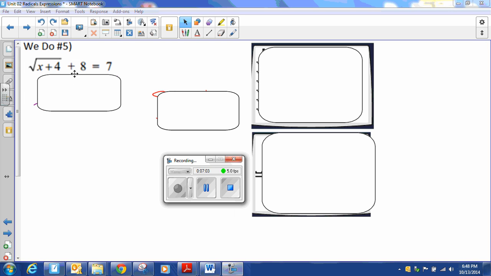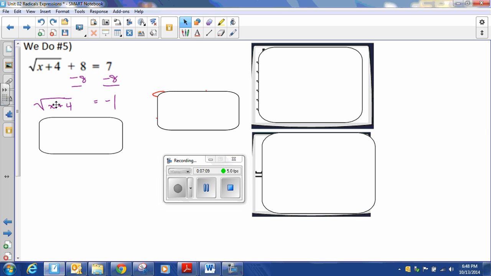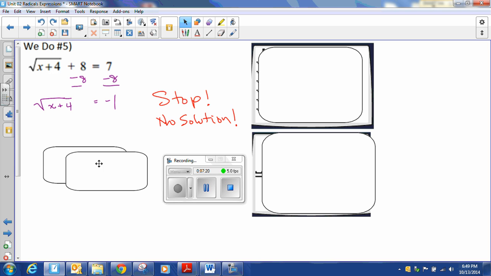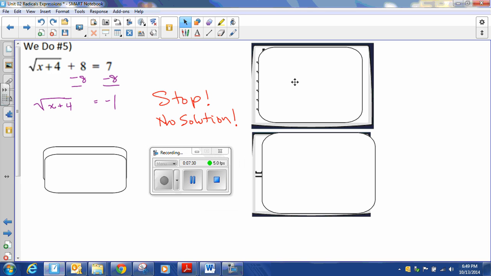Number 5. When we subtract 8 from both sides in order to isolate the radical, we end up with square root of x plus 4 equals negative 1. Now, this is similar to solving absolute value equations. You must stop here and say no solution because a radical equation never equals a negative number. And we can justify this graphically.